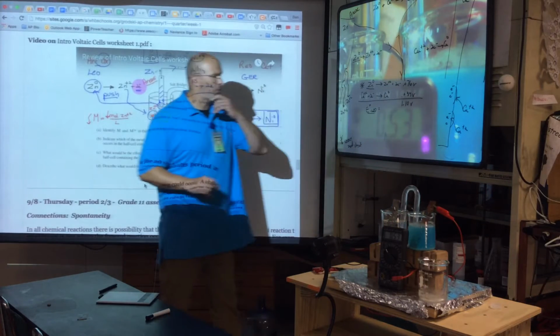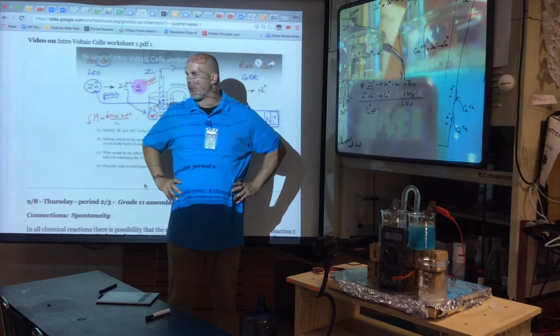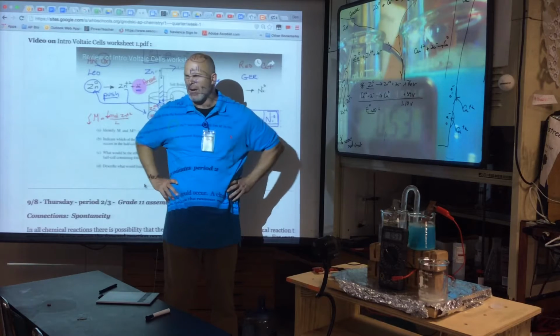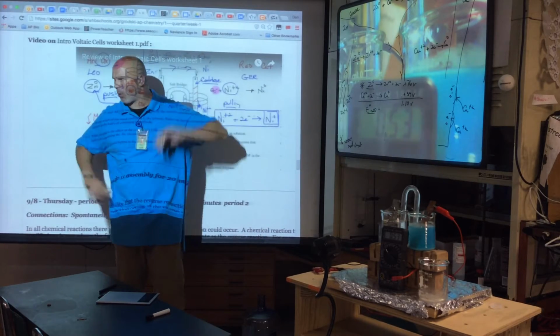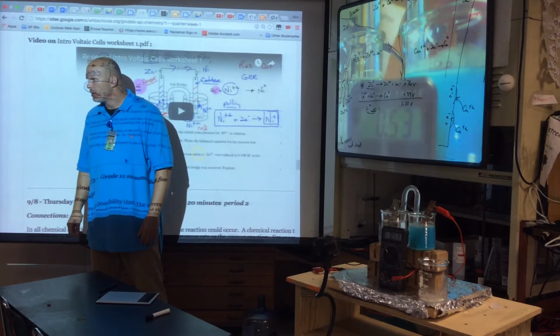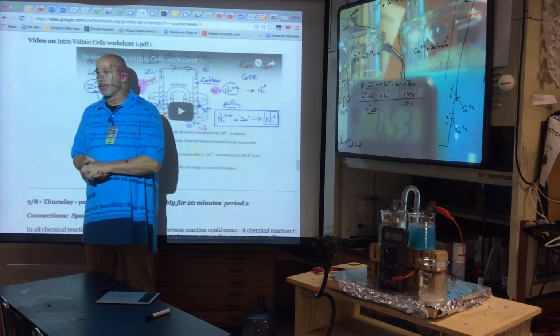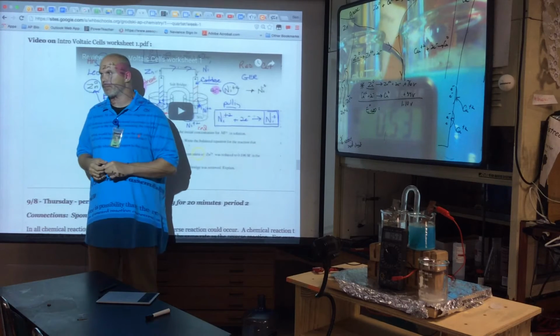Far less, it's 0.53, far less than the 1.1 volts I should get. Why is it different? Shouldn't it come out to 1.1? Yes. Okay, what else? Why am I different?